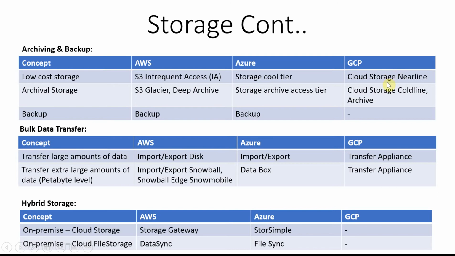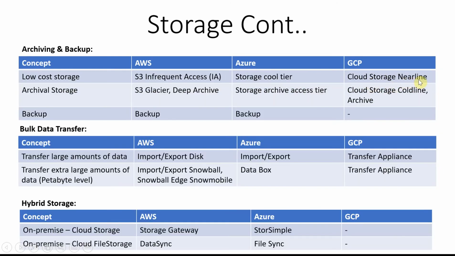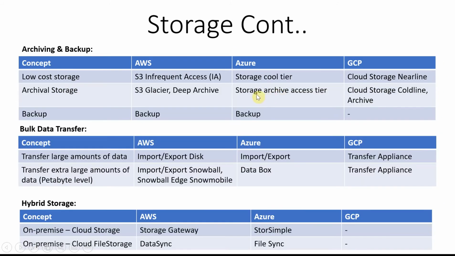So same thing in GCP, it is Cloud Storage. Here it is Cloud Storage Nearline. And further low cost, if you're looking at archival kind of a requirement, then Glacier and Deep Archive in AWS again come under S3. And in Azure, the Blob Storage equivalent here is storage access tier, and for GCP it is Cloud Storage Coldline and Archive.